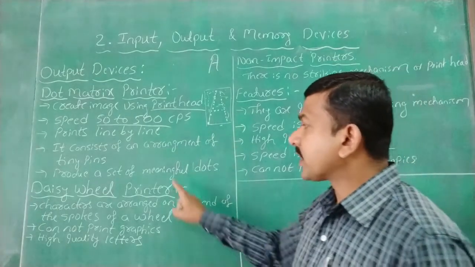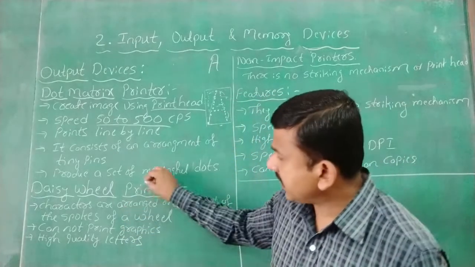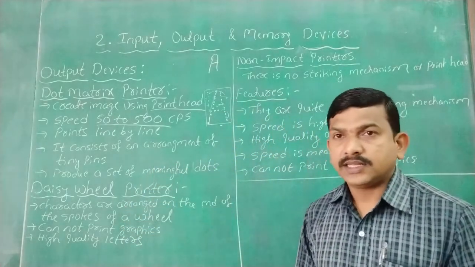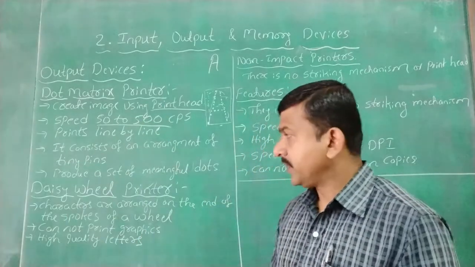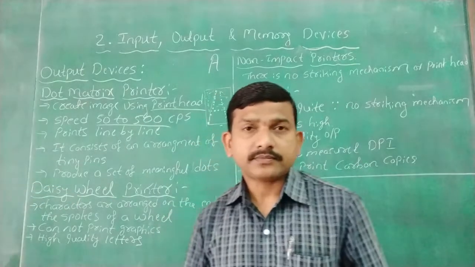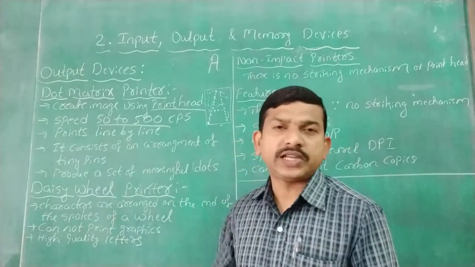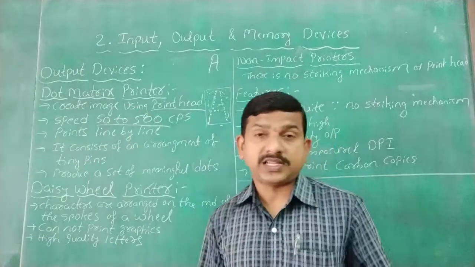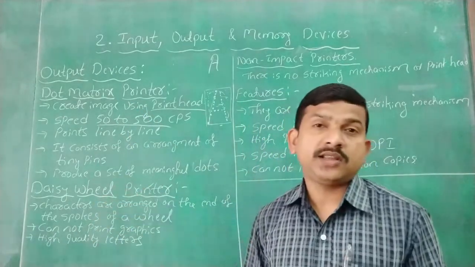Then the second one, daisy wheel printer. So again it is a printer only. What type of printer is it? It is again an impact printer only. Daisy wheel is an old model printer. Nowadays we are not using it at all. We are using dot matrix, but daisy wheel we are not using.